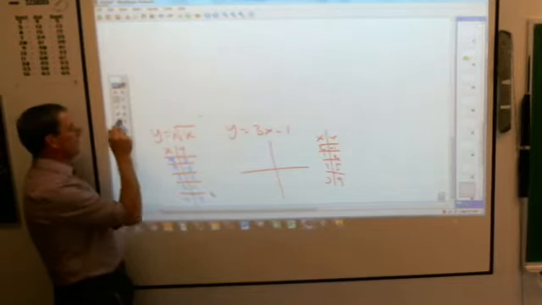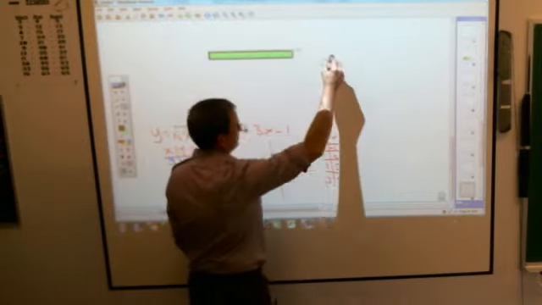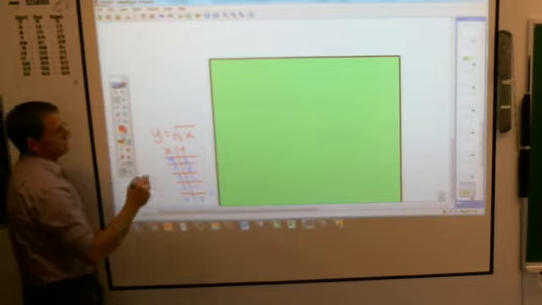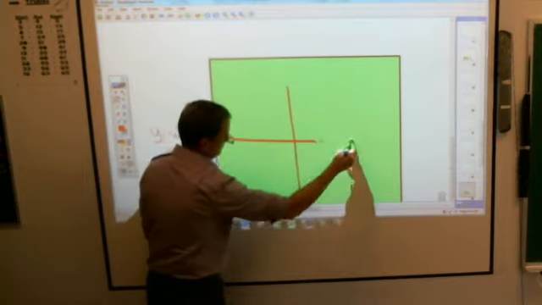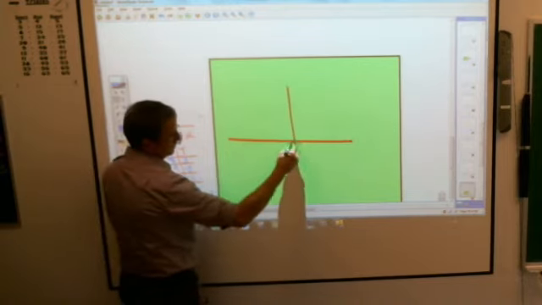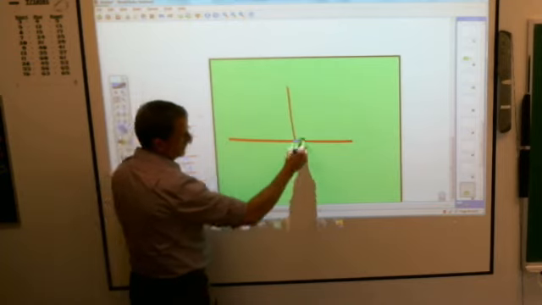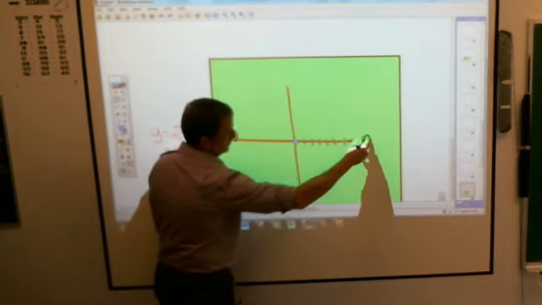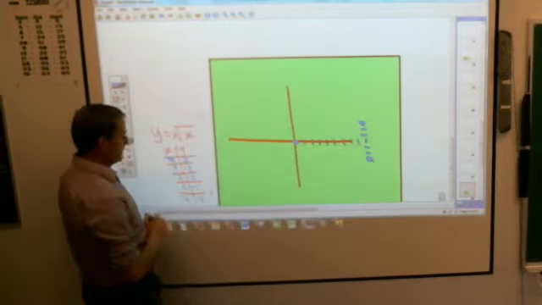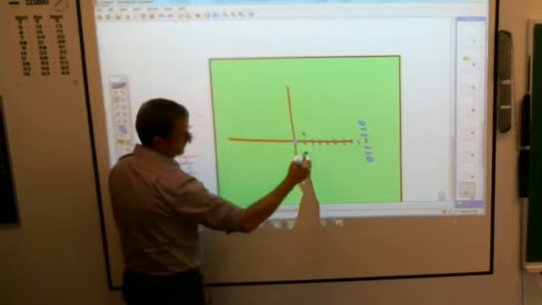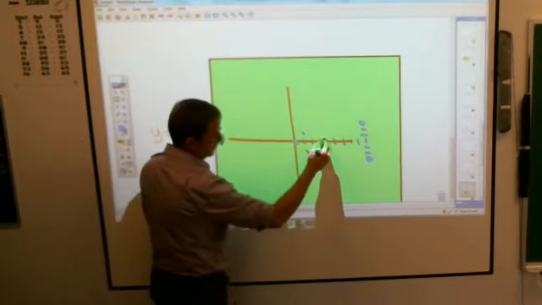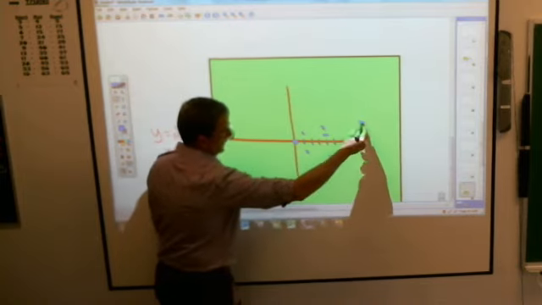And I know you're going to say, wow, what would the graph of that look like? The graph of that would look like this. 0 is 0, is it not? 9 is 3 and negative 3. 1 is positive 1 and negative 1. 0 is 0, 4 is 2 and negative 2. Here's the graph of the square root.